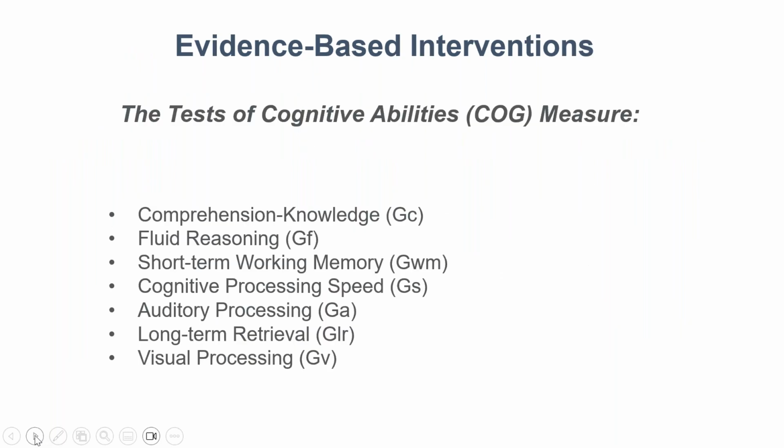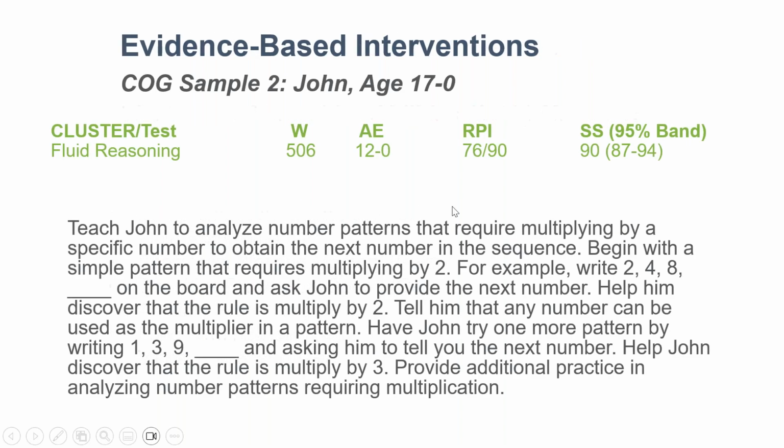And then you also can get those interventions for the cognitive ability area. So you can see how they performed in each of the G areas, those 7 broad G areas, and it will provide, again, some of those recommendations. And here's an example of a cognitive sample for fluid reasoning.